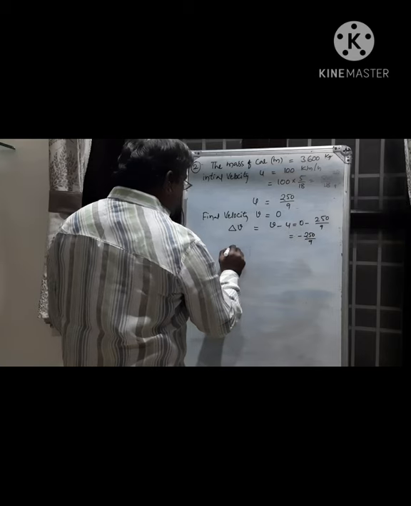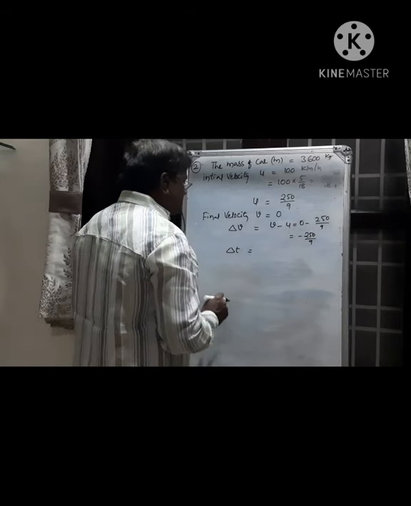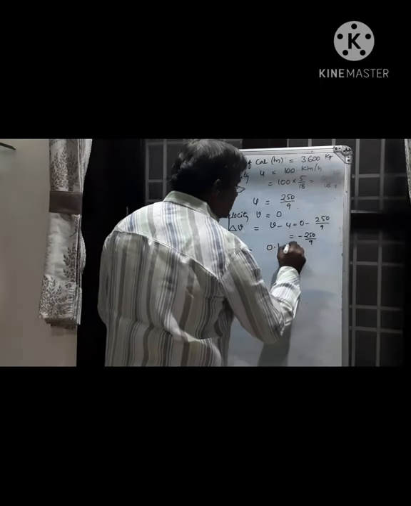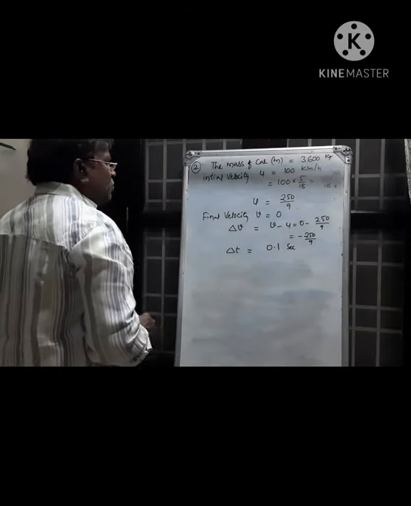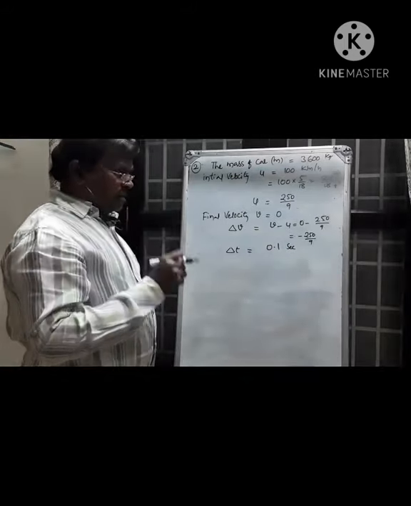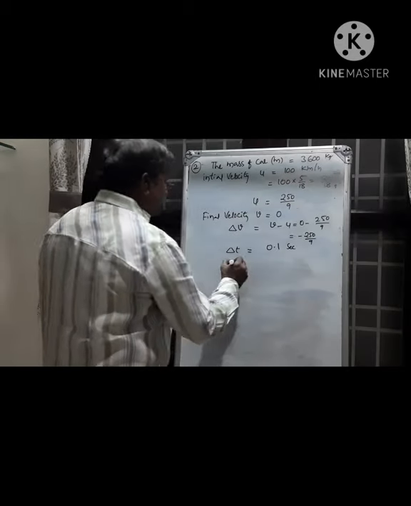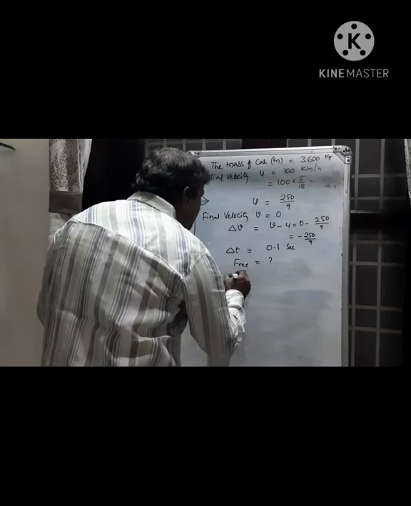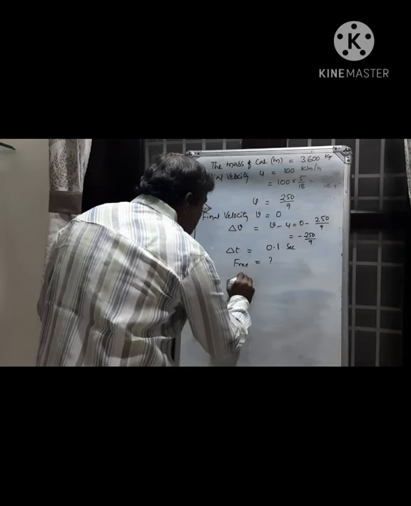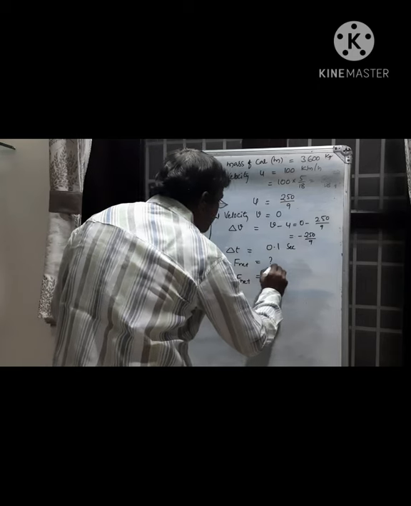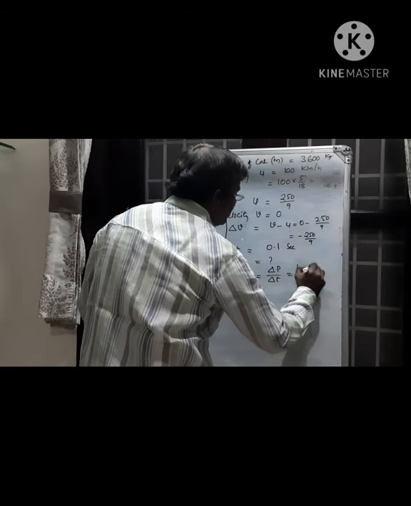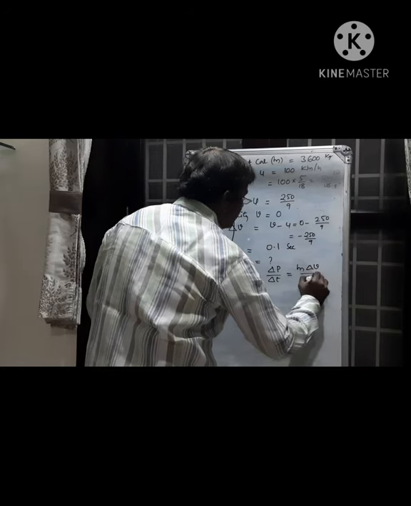Now, the time duration, the time of impact of the impulse or force, is 0.1 second. Actually, it is given. We have to find out the impact force of the wall on the car, that is F net. How much is it? As we solved the earlier problem, the formula here is also the same. That is, F net is equal to delta P by delta T, which is nothing but M into delta V by delta T.